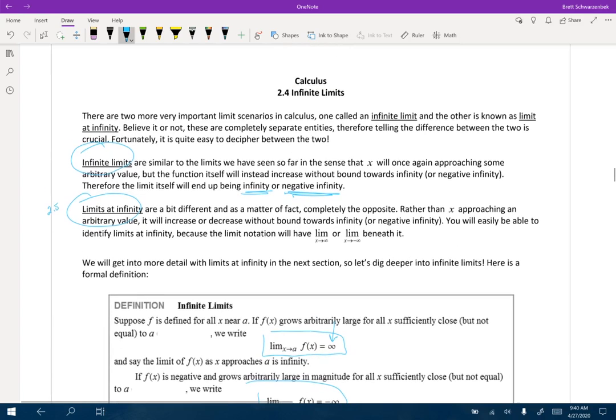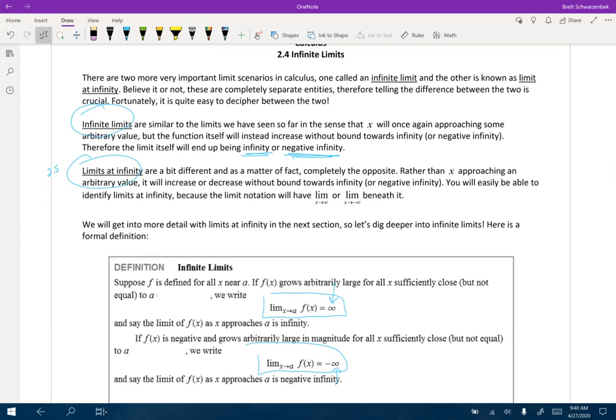Now, just to be clear, what is a limit at infinity, so you know what you're not doing? Instead of x approaching an arbitrary value like 5, 7, -2, whatever, it's going to be approaching infinity or negative infinity, which means on the x-axis, instead of approaching some random value, it's going to be approaching all the way to the right for positive infinity or all the way left for negative infinity. I don't want to get into much detail with that now because we have the whole next section, but that is the difference between these two sections in terms of limits.